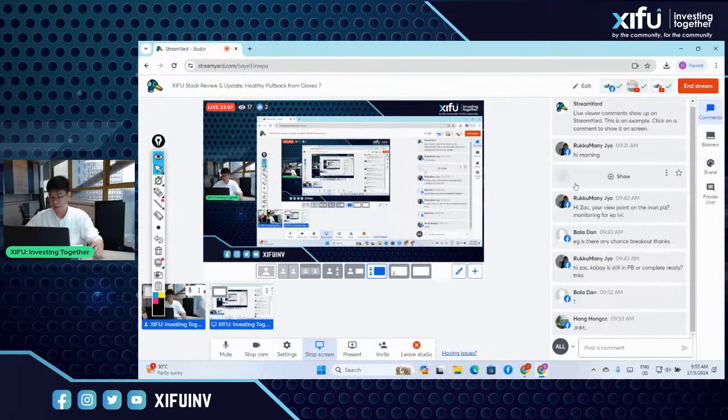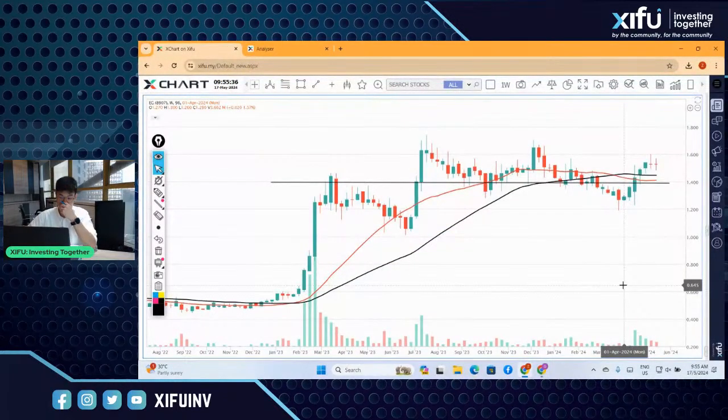Any others? Now let me answer Ruku. Kobe, is it still in pullback or completed already? For me, it's completed already. The high volume yesterday, I looked into JHM, the high volume yesterday is actually also showing that there will be a potential support coming into this area.